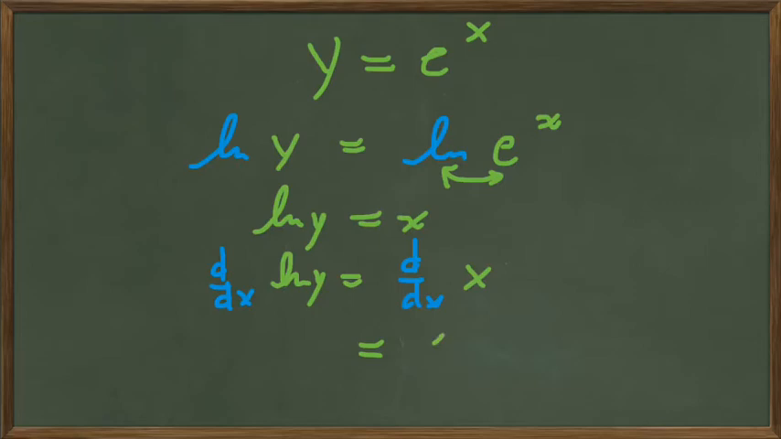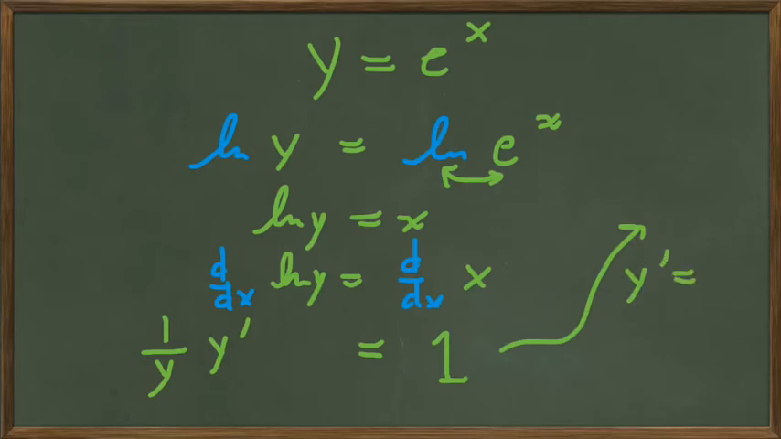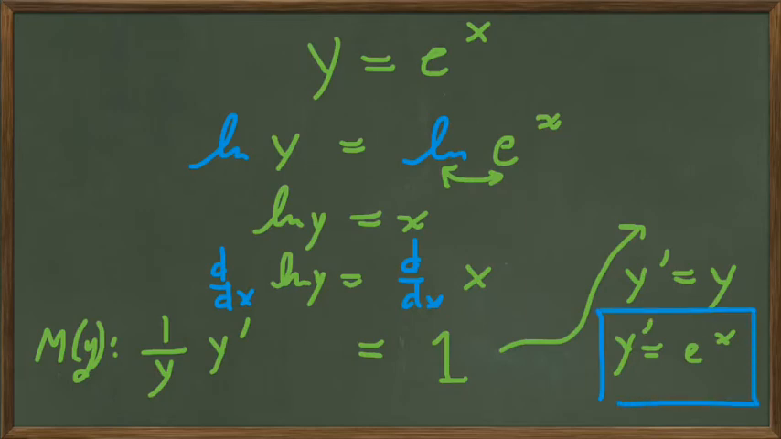On the left side, however, that is a composite function, so its derivative is the reciprocal of y times the derivative of y. And when we take this and solve it for y prime, we get y prime equals y, since we're just multiplying both sides by y to do that. And so y prime equals y, but what is y? Y is e to the x, and so what we've just derived is that the derivative of e to the x is the function itself.